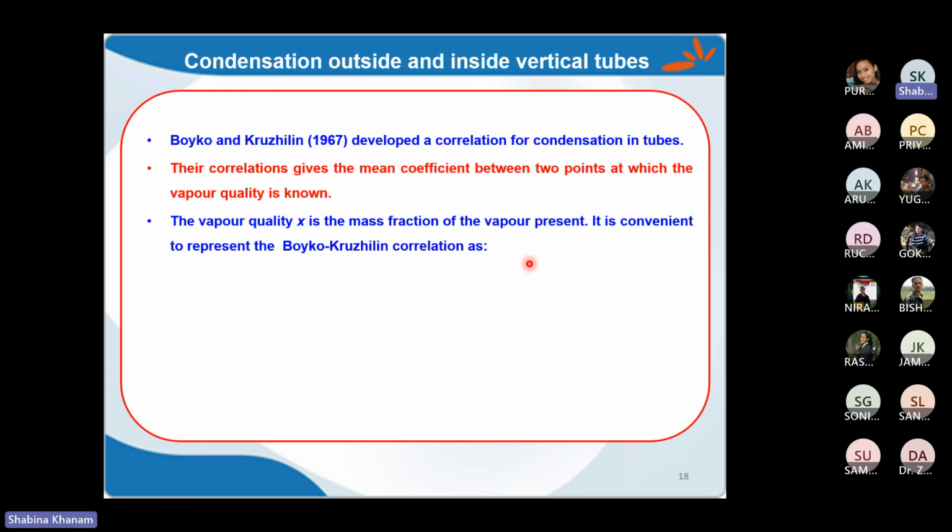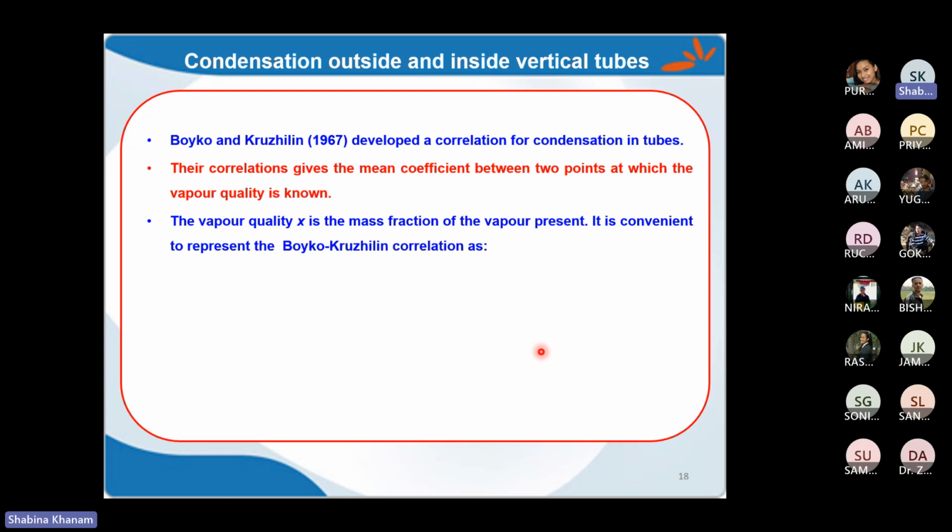If I consider the ideal case, where complete vapor is entering the condenser at saturation condition, it means X should be 1 at the entry. And if complete condensation is occurring, at the exit X should be 0. No vapor is available, the vapor is completely condensed. So that is the case.